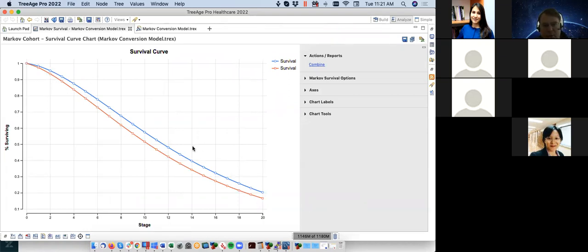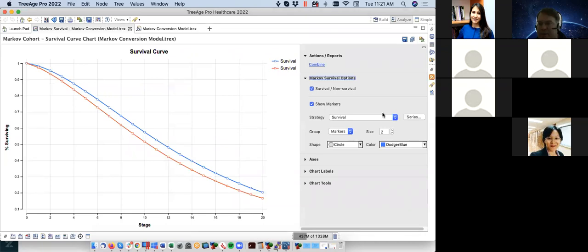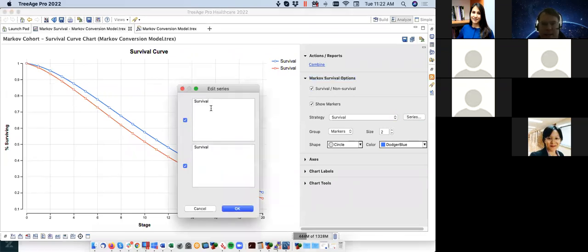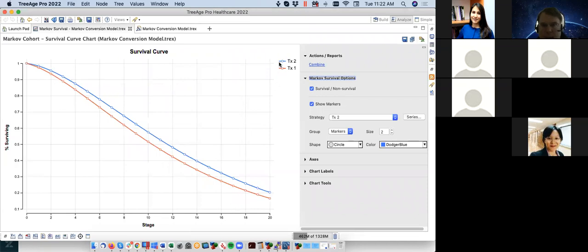So here's my two strategies. Now I just happen to know that the blue is treatment 2, because I know that treatment 2 had better survival than treatment 1. And it doesn't really help that they both say survival, but I can go into the Markov survival options and go to the series and say, this one was treatment 2, and this one was treatment 1, right? And now you can see the combined survival curves for the two strategies together.